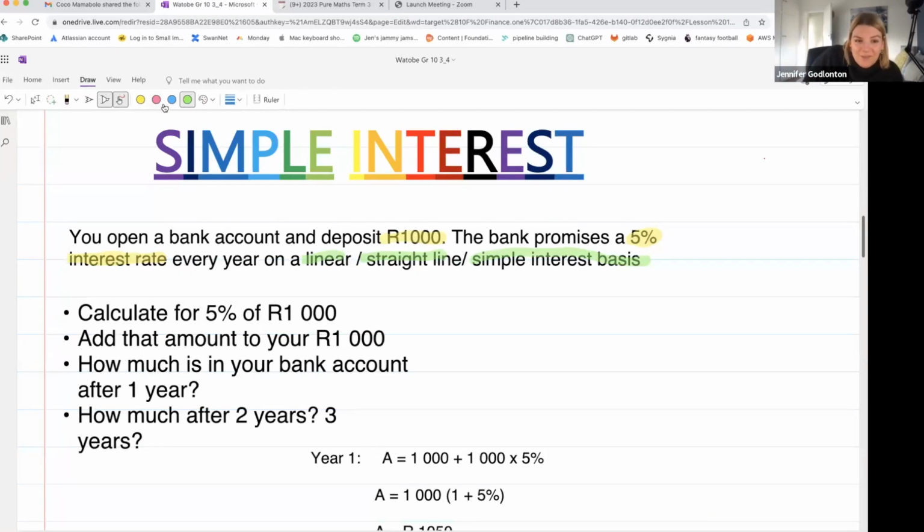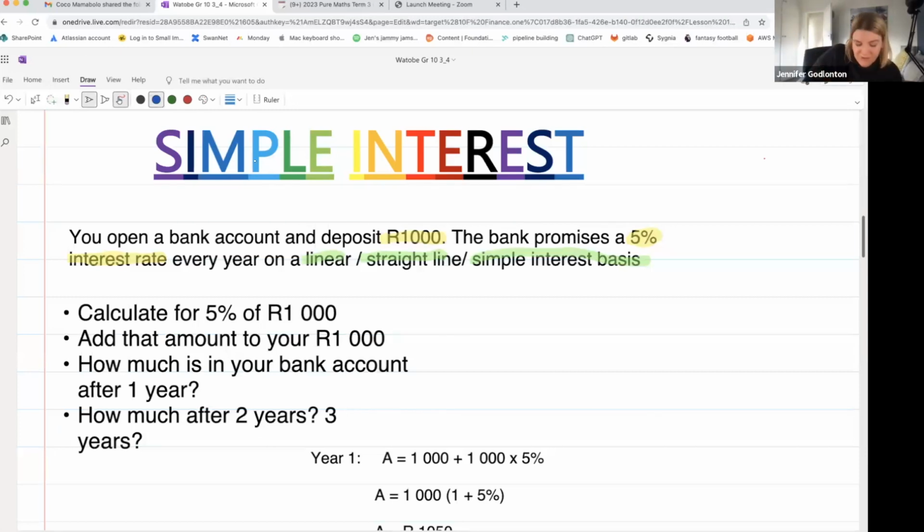If we worked out 5% of 1,000 Rand, what would that be? And how do we work that out? Let's get our grade 7 brains back. How do we work out 5% of 1,000? Pop these answers in the chat, guys. Yeah, we multiply. That's all we've got to do.